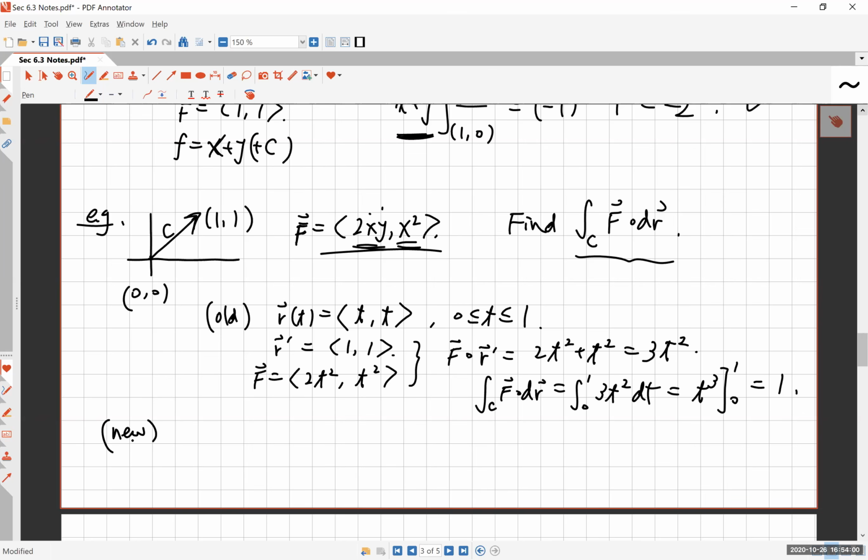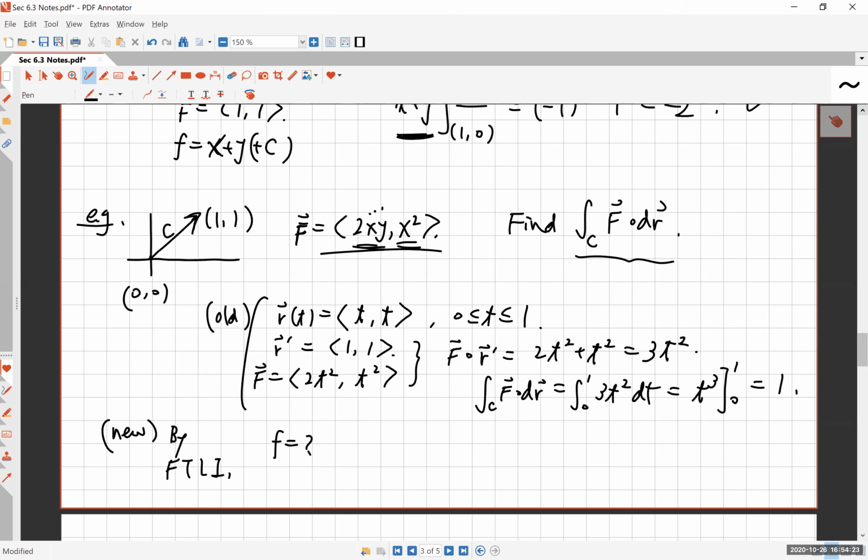It's not too difficult, all right? But sometimes this is really time consuming, depending on what that vector field capital F is. But in a new way, by the fundamental theorem of line integrals, you can find this much easier, I think, right? So we have to find the antiderivative or the potential function. That's what you need first.